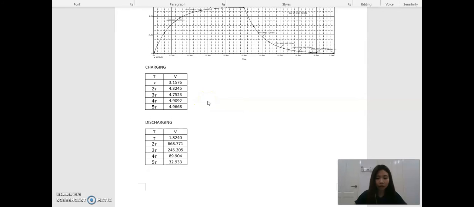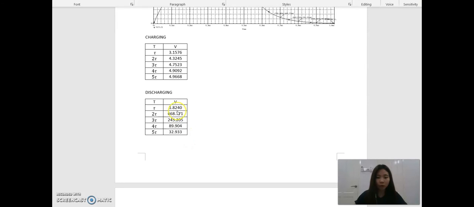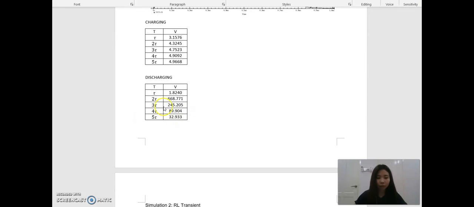And for discharging, the period also has pi, 2 pi, 3 pi, 4 pi, and 5 pi. So the value for pi I get from the graph is 1.8240, for 2 pi is 668.771, for 3 pi is 245.205, and for 4 pi is 89.904, 5 pi is 32.933.